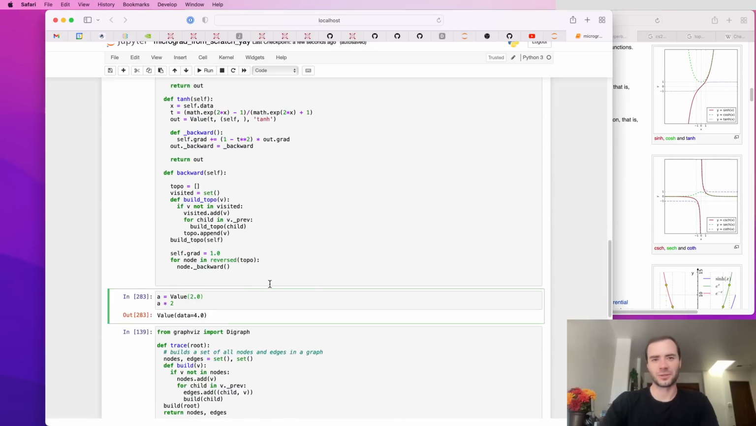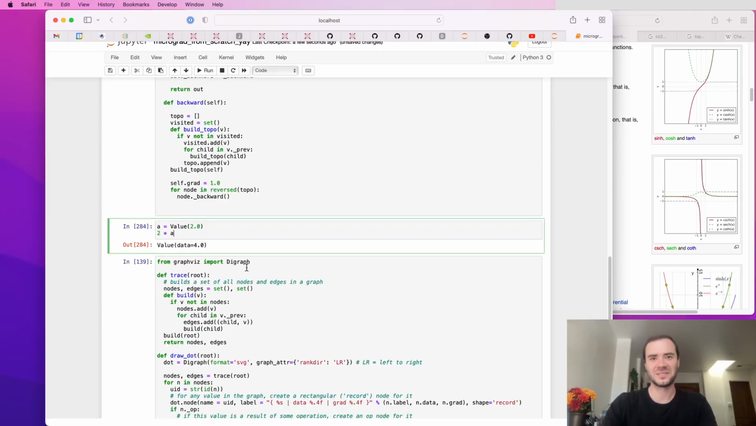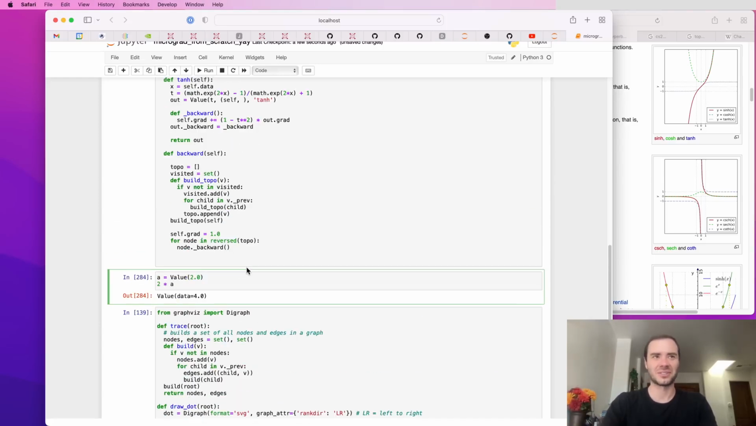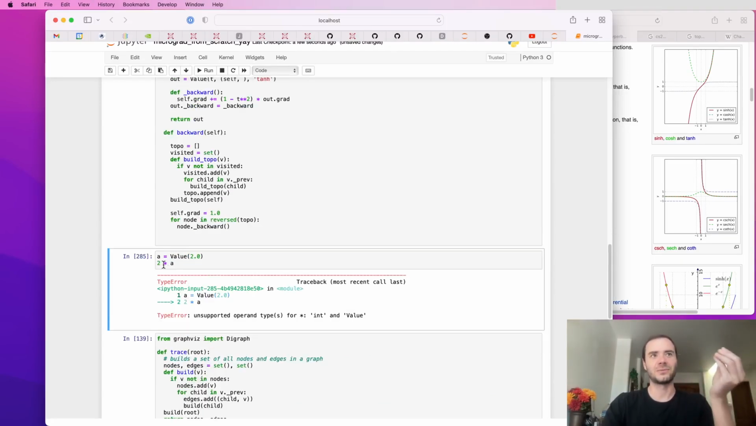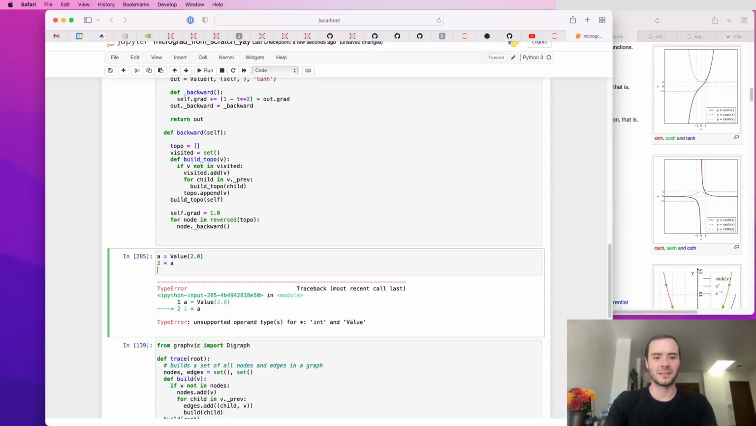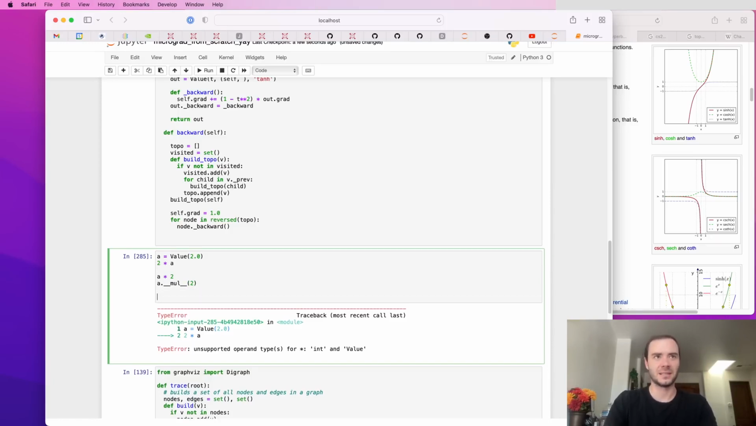Now here's a kind of unfortunate and not obvious part. A times 2 works, we saw that, but 2 times A, is that going to work? You'd expect it to, right? But actually it will not. And the reason it won't is because when you do A times 2, Python will basically call a.mul of 2. But to it, 2 times A is the same as 2.mul of A. And 2 can't multiply value. And so it's really confused about that.